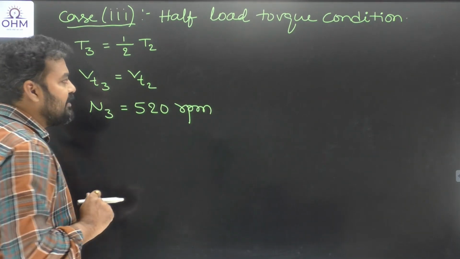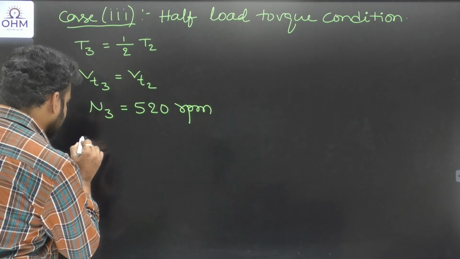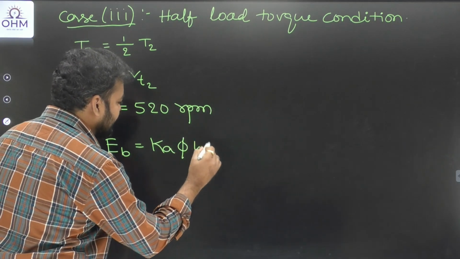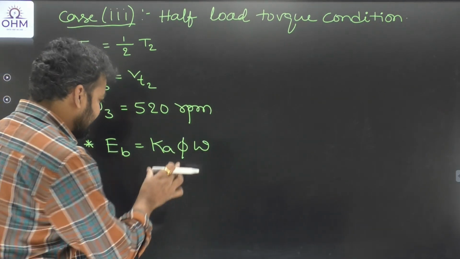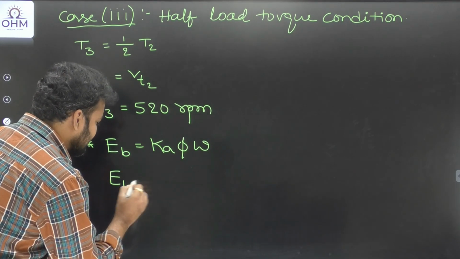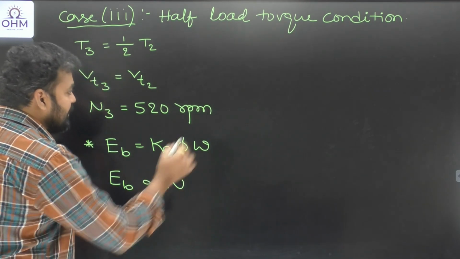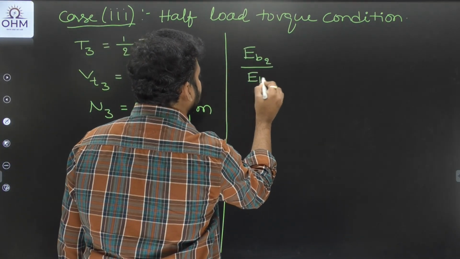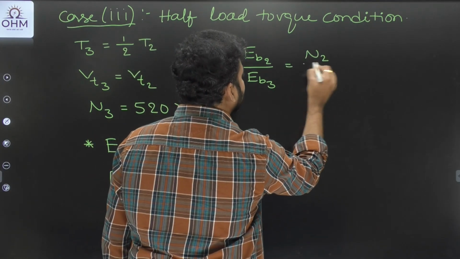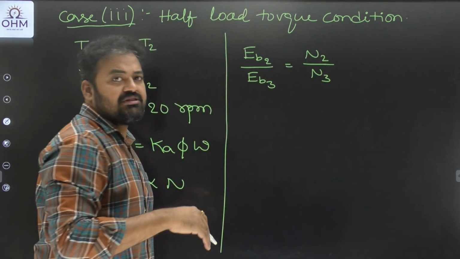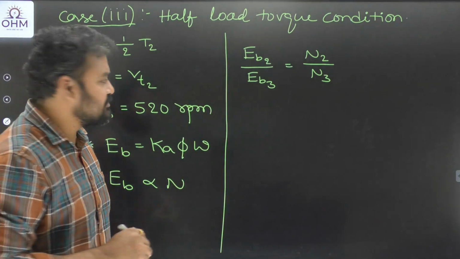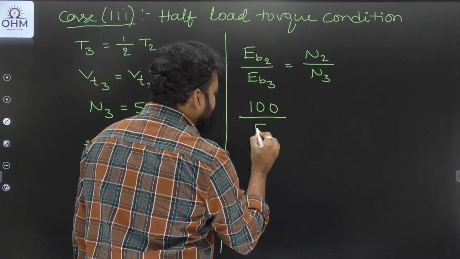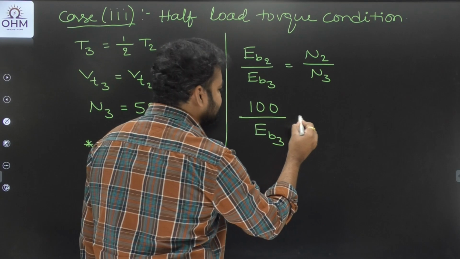So using this new speed, I can calculate the new back EMF. What is the formula for back EMF? EB is equal to Ka phi into omega. As the machine is separately excited, flux is constant. So back EMF is only proportional to speed. So I can write EB2 divided by EB3 is equal to N2 divided by N3, or EB1 divided by EB3 is equal to N1 by N3. Any formula you can use. What is the back EMF in the second case? 100, we already calculated. What is the back EMF in the third case? We don't know.